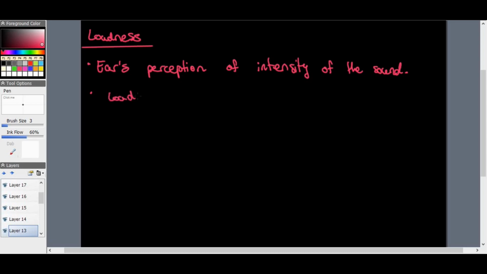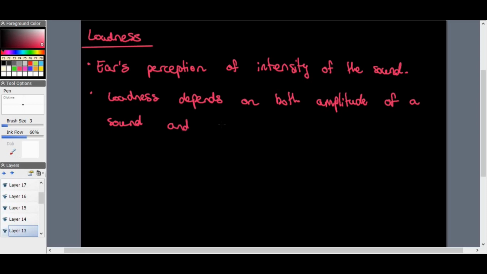So loudness depends on both the amplitude of a sound wave, which means that the greater the amplitude, the greater the energy transfer, and the frequency of sound, whether the sound is at a frequency where the ear is either more sensitive or less sensitive.